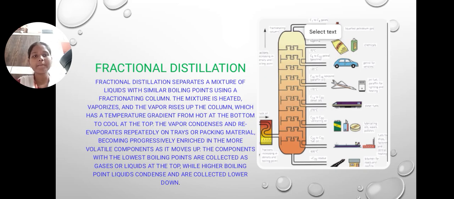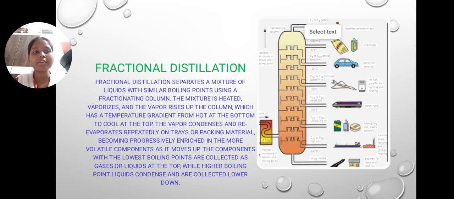And now let us see about fractional distillation. Fractional distillation separates a mixture of liquids with similar boiling points using a fractionating column. This fractional distillation process is applicable only to liquids whose boiling points are similar, and a fractionating column is used to separate the liquids. The mixture is heated, vaporizes, and the vapor rises up the column, which has a temperature gradient from hot at the bottom to cool at the top.